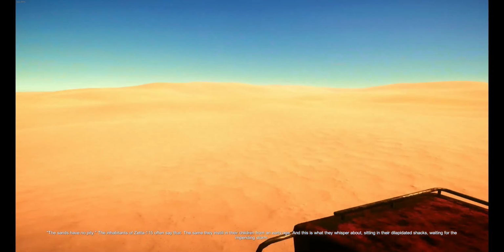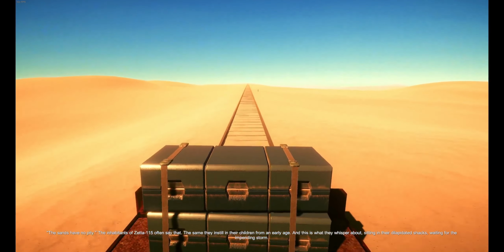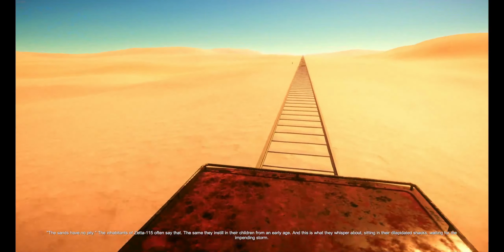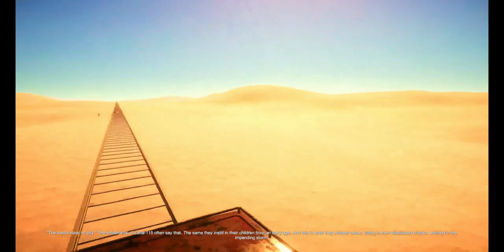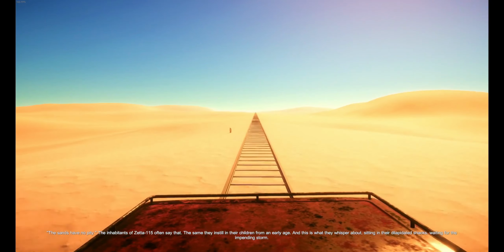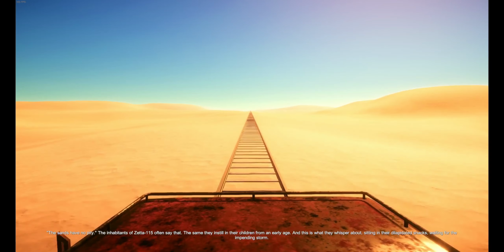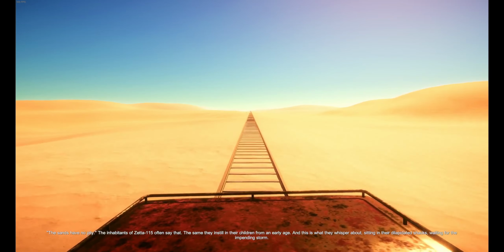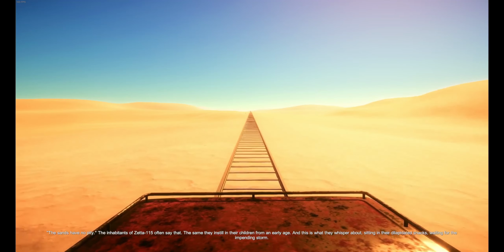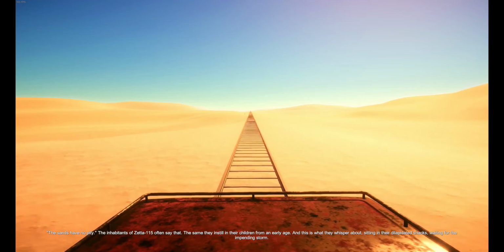Sands have no pity. The inhabitants of Zeta-115 often say that. The same they instill in their children from an early age. And this is what they whisper about, sitting in their dilapidated shacks, waiting for the impending storm.